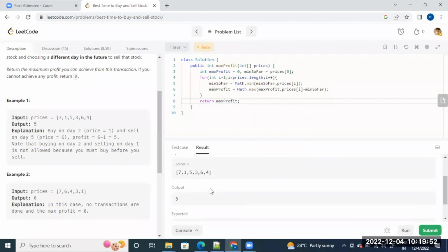Let's see if it's working. Okay. We have these two test cases also. Let's run. Let's run these. 0. Okay, looks good.